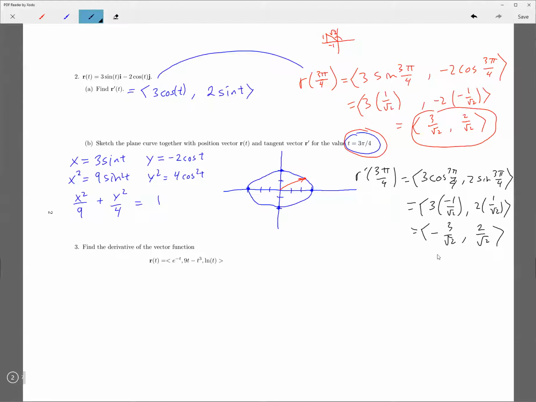Okay, and this vector is pointing in the negative direction on X. The X component goes backwards, the Y component goes up. And this derivative here is going to be tangent to the curve. The vector is going to run tangent to the curve. So it's kind of like taking the derivative with regular numbers. So the lower right, okay.